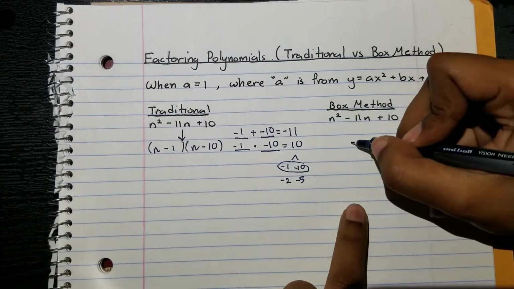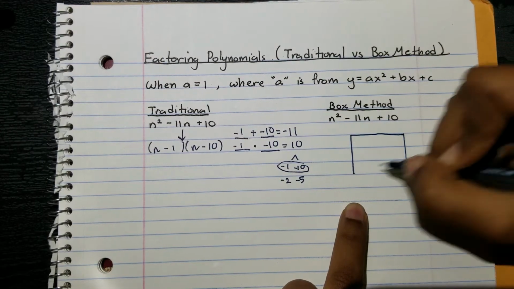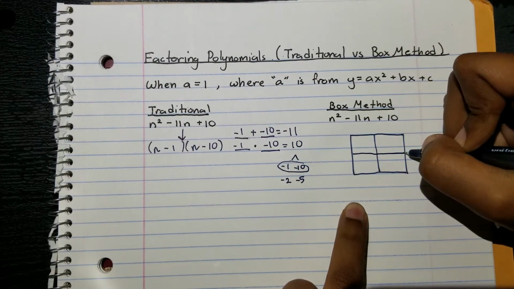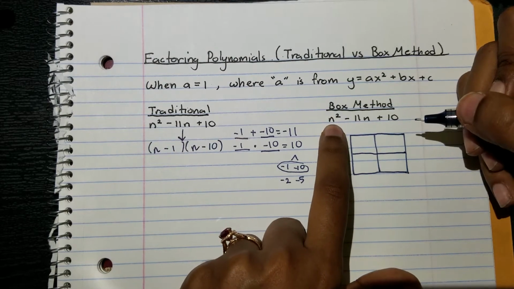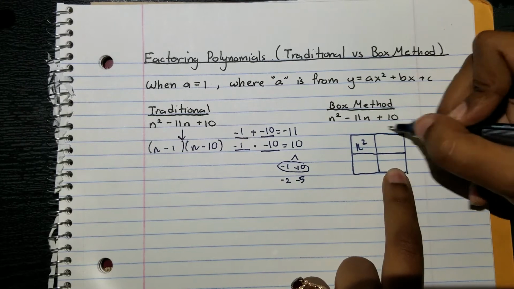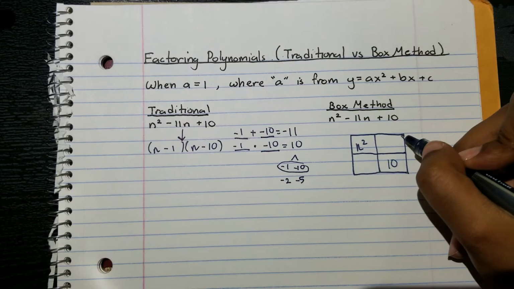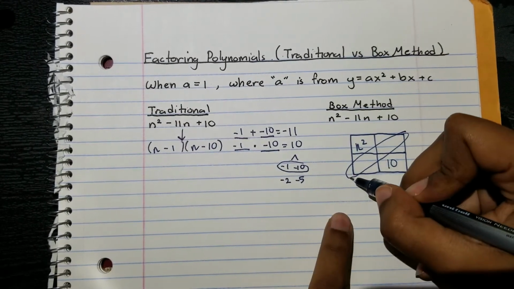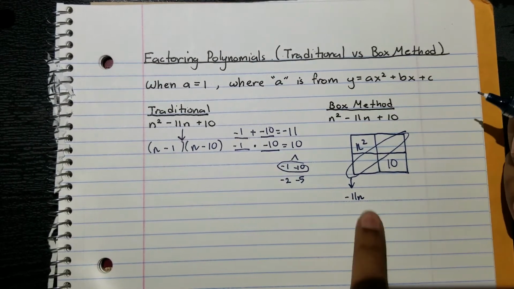For the box method, you are going to create your box of 4 little squares. Now in the top left corner is going to go the first term, n squared. And the bottom right corner is going to be the last term, which is the constant, 10. And remember, if you're using the box method, along this diagonal, you're looking for something that adds to that middle term. So we're trying to get negative 11n.